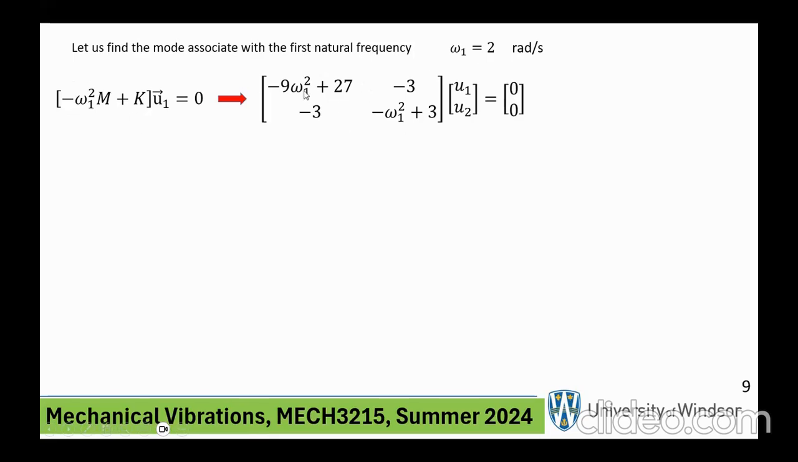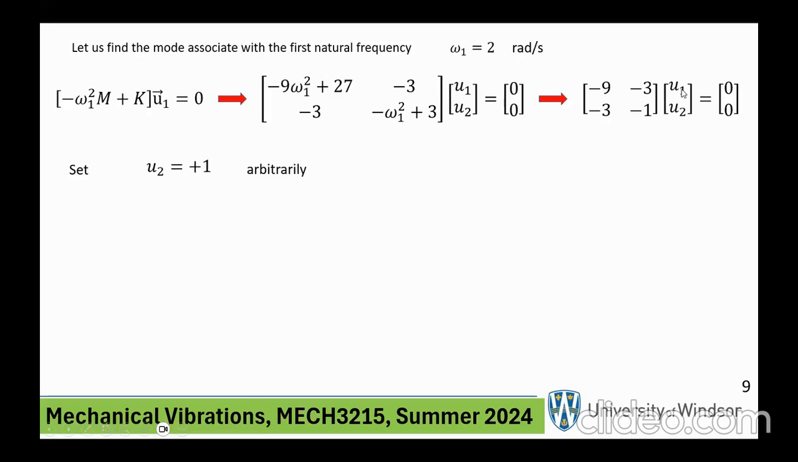This omega 1 is going to be 2, right? So it's going to be 4 times 9, 36, minus 36 plus 27, which is minus 9. Okay? This is what you're going to get. Now notice that it's not surprising that these 2 equations are related to each other. In fact, if you take the bottom equation and multiply by 3, you get the top equation. That should not surprise you. So we don't have a unique solution to this.